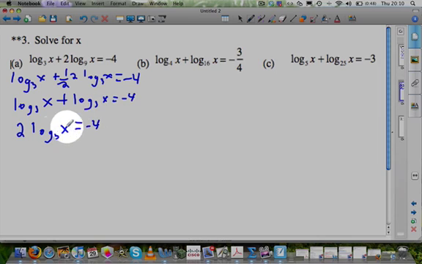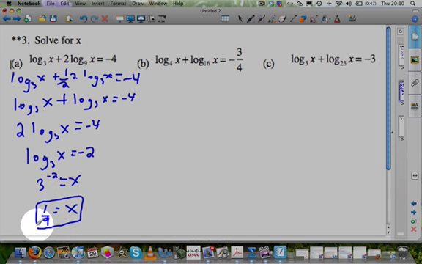Alright, dividing both sides by 2, log base 3 of x equals -2, and changing this to the index form, 3 to the -2 equals x, and we see that x is 1/9.